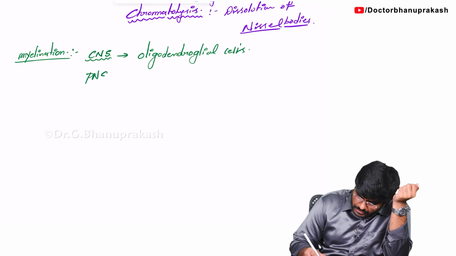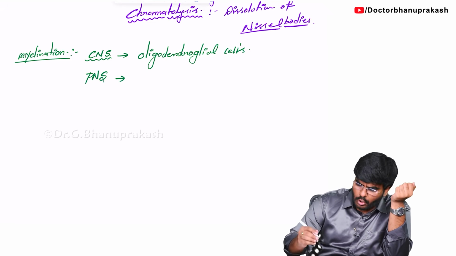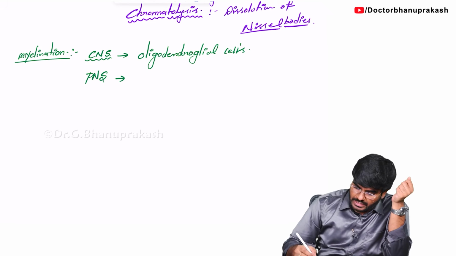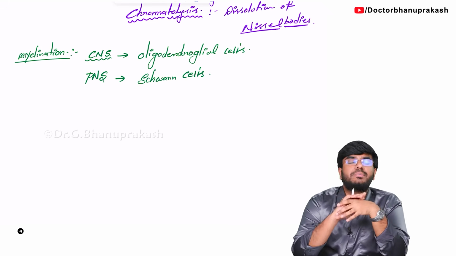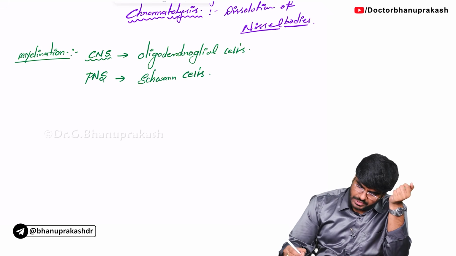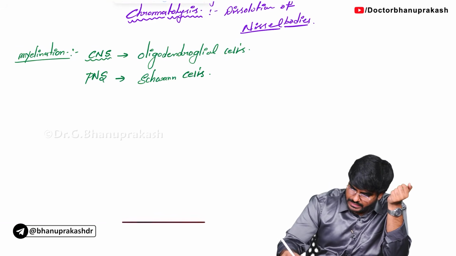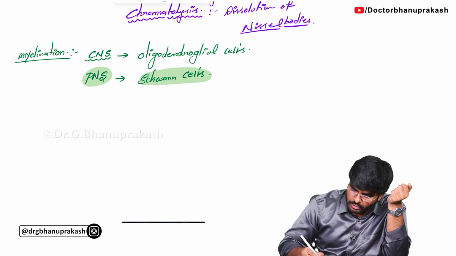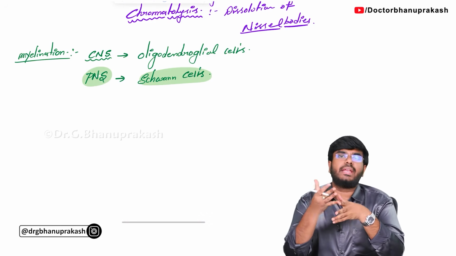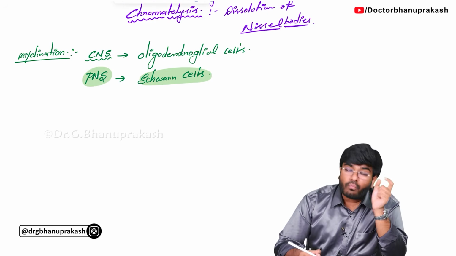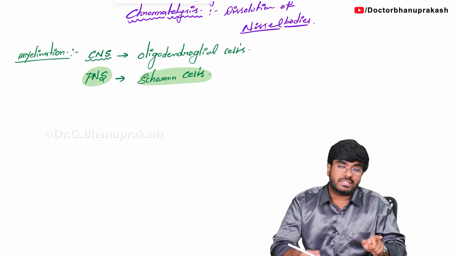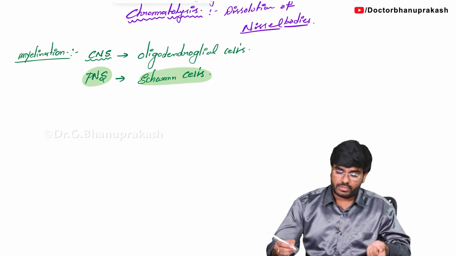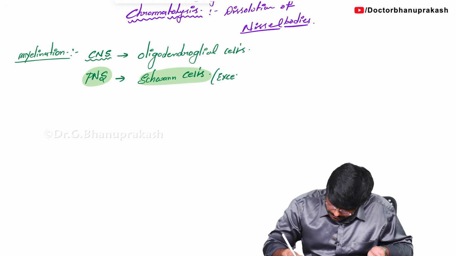But in the peripheral nervous system, who is going to do the myelination? Myelination is done by Schwann cells. But one exception is there. Actually, it's the Schwann cell which has to do the myelination around the peripheral nervous system. Peripheral nervous system includes the cranial nerves and the spinal nerves. But one cranial nerve, which is a part of the peripheral nervous system, is lined by oligodendrocytes. Who is that? Exception.